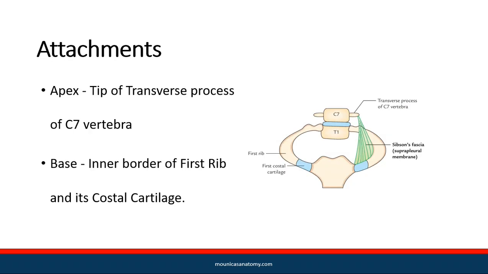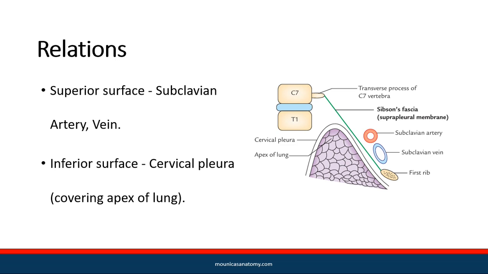Attachments. Apex attached to tip of transverse process of C7 vertebra. Base is attached to inner border of first rib and its costal cartilage.